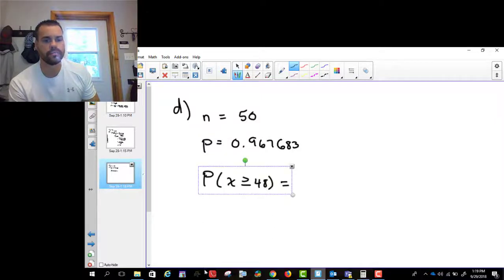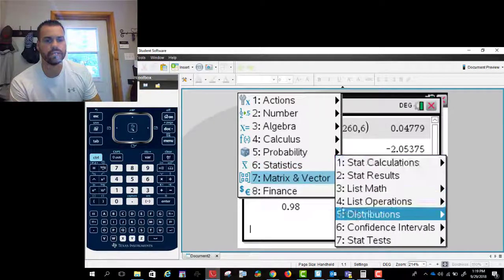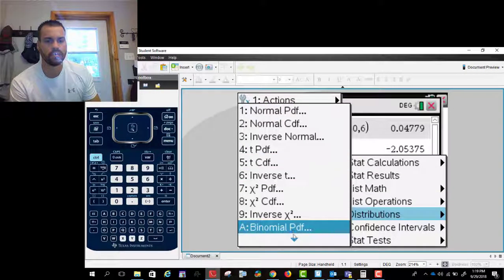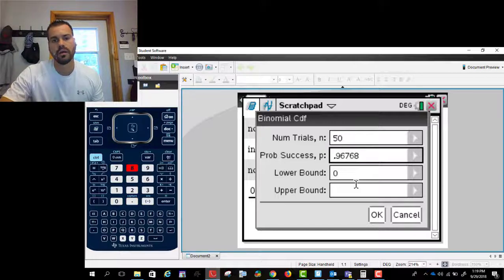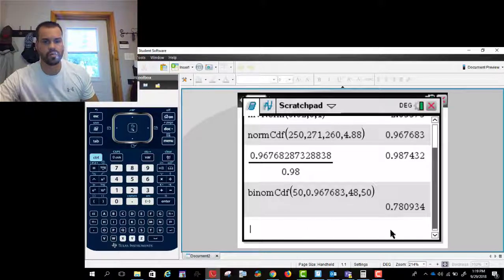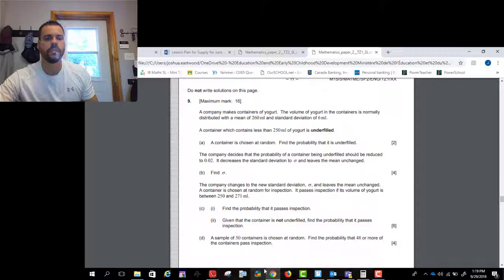So we're going to go to our calculator. We're going to do a binomial CDF. We go to statistics, distributions, and down to binomial CDF. Our number of trials is 50. Our probability of success is 0.967683. Our lower bound is 48, and our upper bound is 50. We hit OK, and we get our answer, 0.780. And that is the answer to this one. And we're done.